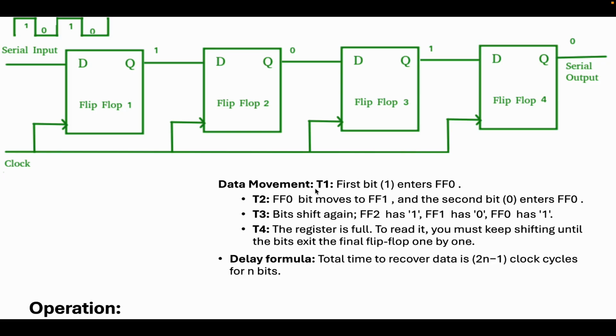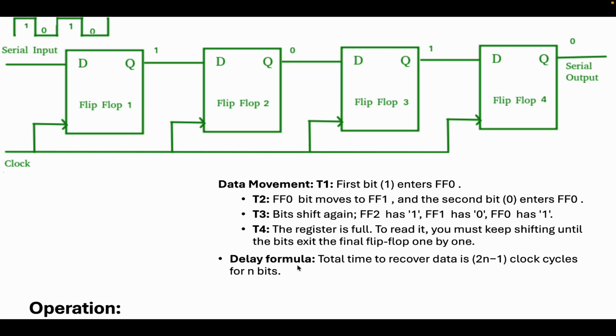You can see here. First, bit 1 enters flip-flop 1, then whatever is in flip-flop 0 will move to flip-flop 1, then it will go to flip-flop 2. Here it is a bit confusing because I have numbered it as flip-flop 1 and I am saying FF0. It means this is FF0, FF1, FF2, FF3. So in that way, this will keep on shifting.